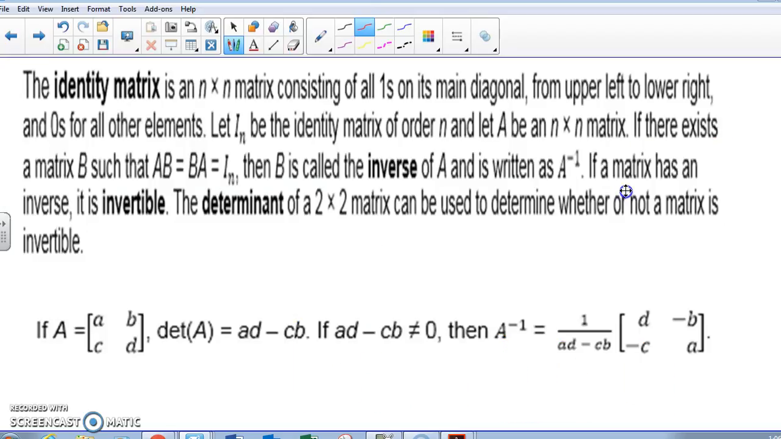So your notes say that an identity matrix has to be a square matrix, n by n. The ones are on the diagonal from upper left to lower right. All the other elements are zeros. The identity matrix is just called I. And here's the important part, guys. If you take two matrices, A times B, and then B times A, and each time you get an identity matrix, then they are said to be inverses of each other.